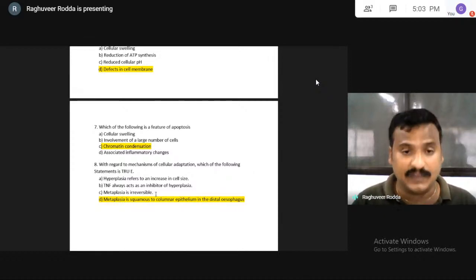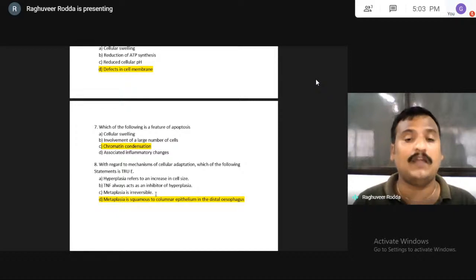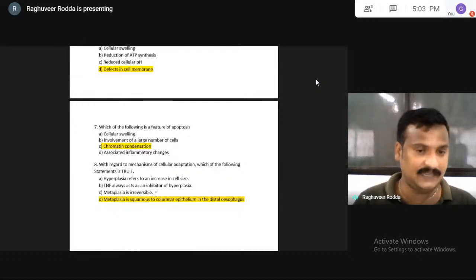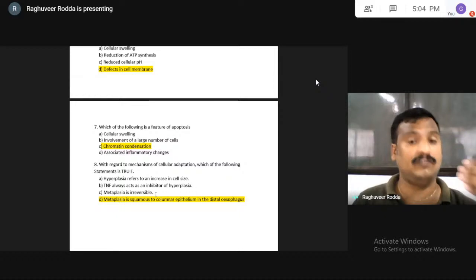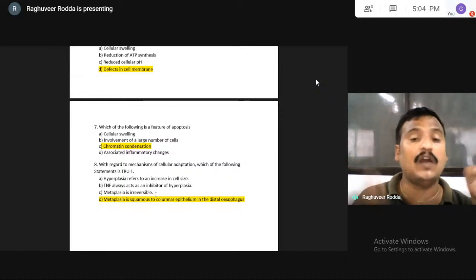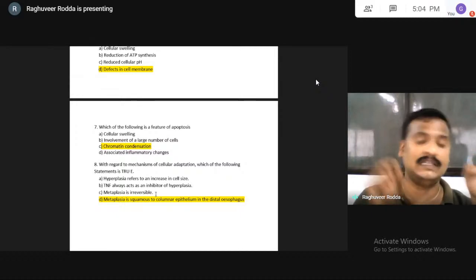So then metaplasia is squamous to columnar epithelium in the distal esophagus. The example which I used is related to the metaplasia condition, intestinal metaplasia of the esophagus, where the flattened squamous epithelial cells are converted into the columnar type epithelial cells called goblet cells.